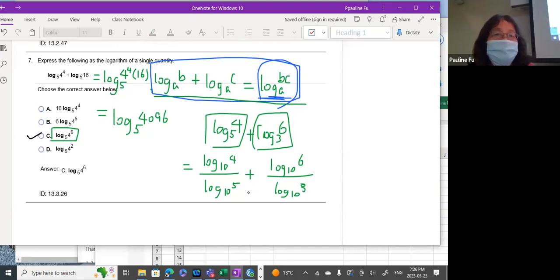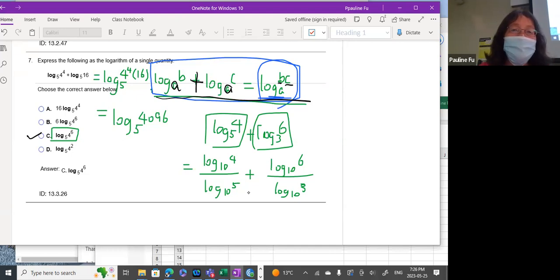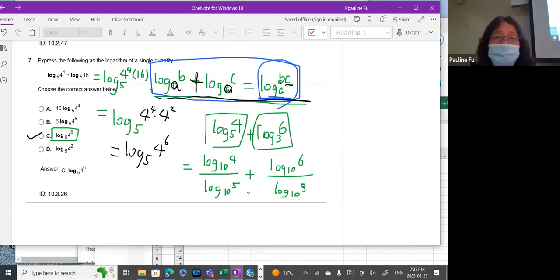And if it was different, then, so if you have both log a and you have plus, it is just this times this. This is a fun property, okay? So you just use log 5 of 4 to the power 4 times 16, okay? The other way, 16 is the same as 4 raised to power 2. Okay, so 4 raised to power 6. Okay, questions?